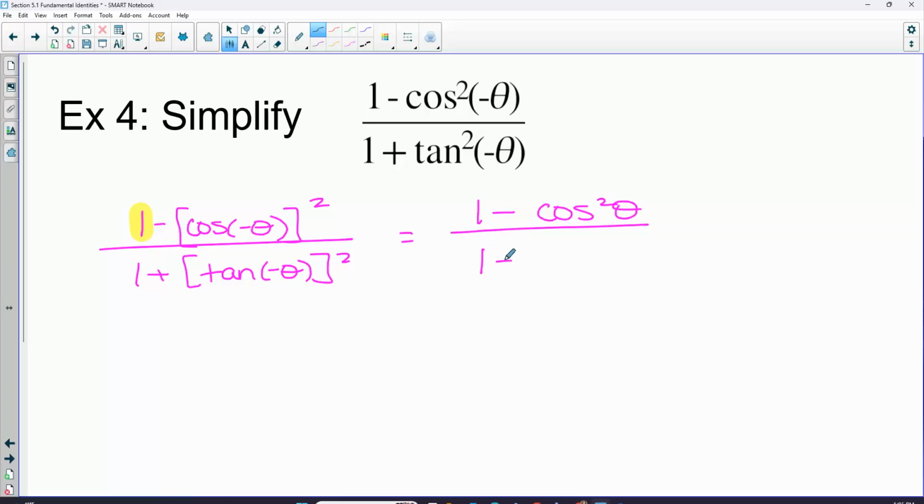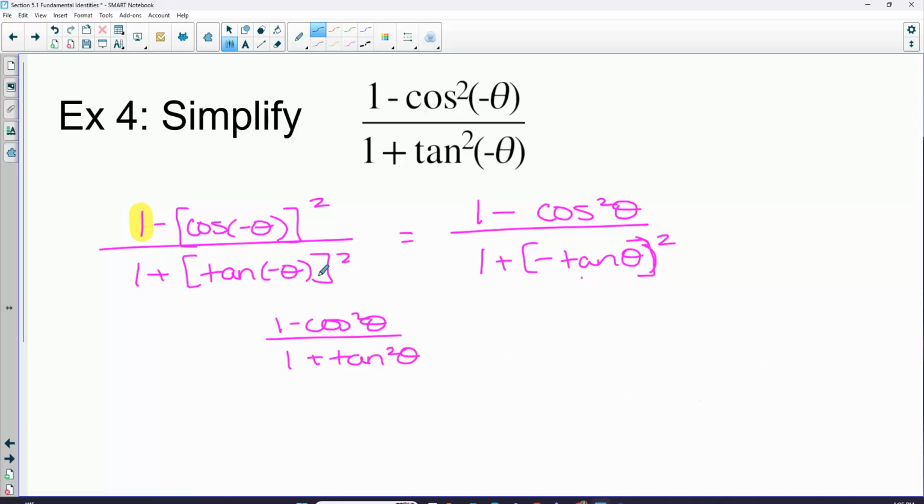Tangent is odd, which means if there's a negative on the angle, what do you do with it? What happens if you have a negative squared, though? Because of the square, that negative becomes a positive anyway. So I have 1 minus cosine squared theta over 1 plus tangent squared theta.